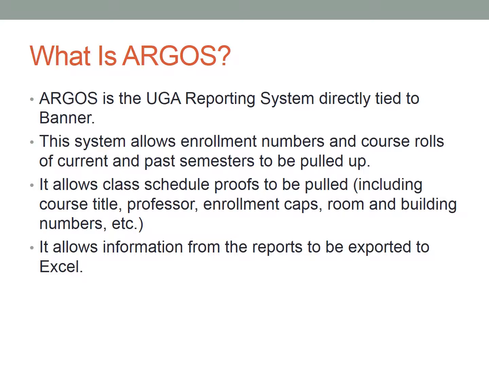ARGOS is a UGA reporting system directly tied to Banner. This system allows reporting and enrollment numbers and course rolls of current and past semesters to be pulled up, to be looked at and manipulated. It allows class schedule proofs to be pulled, and these class schedule proofs include course title, professor, enrollment caps, room and building numbers, etc. It also allows information from the reports to be exported to Excel.